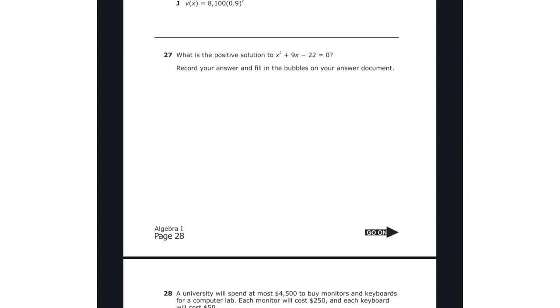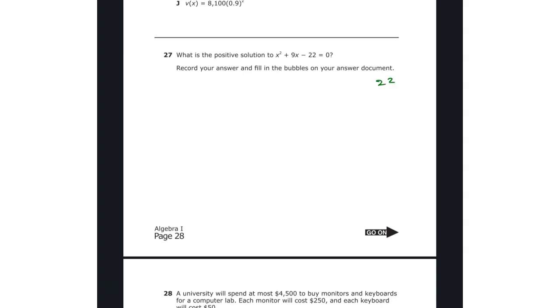What is the positive solution to x squared plus 9x minus 22? So you can use either the quadratic formula or factoring. I prefer to use factoring here. This one should be easy to factor. So we're going to look for factors of negative 22 that have a sum of positive 9.